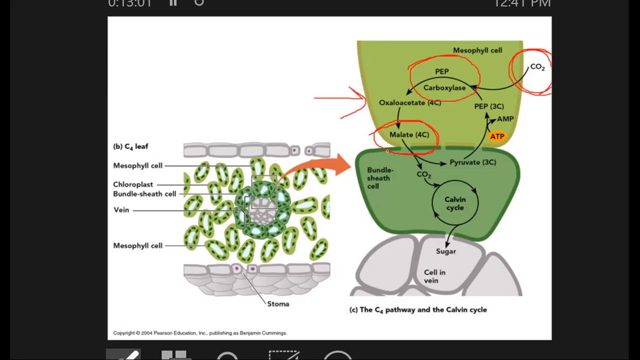Once malate gets made, it has to move from the mesophyll to the bundle sheath, because its job is to essentially deliver CO2. So I like to think of malate as a vector. A vector is something that moves something from point A to point B in science. Like they often say that the mosquito is a vector for malaria pathogen, so I like to think of malate as the vector for CO2. It's carrying CO2 as part of its structure. It moves physically into the bundle sheath cell and then delivers CO2 right to where rubisco is.